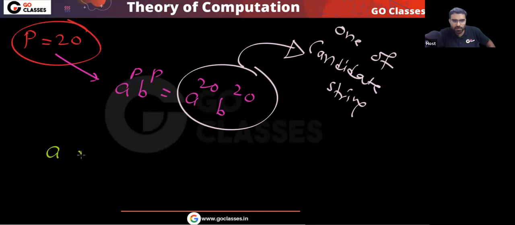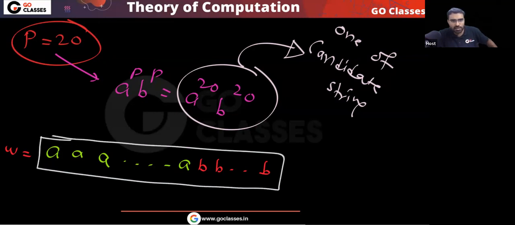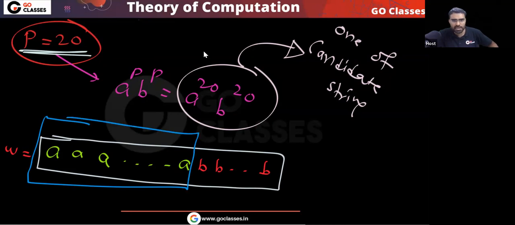Now you tell me, this is your a power 20 and b power 20. This is your string W. Now, in which area are you looking for y? This is the entire string. But because you are taking p equal to 20, you will find y in the first 20 symbols. The first 20 symbols have only A's. Yes or no? In these first 20 symbols, you will find y.